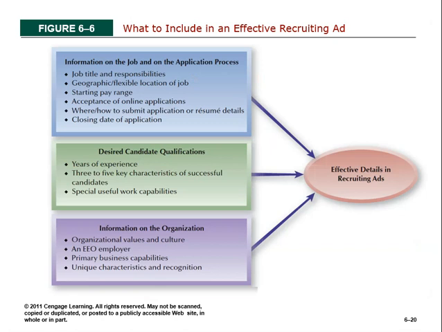When you're building a recruiting ad, it's important that you include some basic information. So one, you want to include information on the job and the applicant process. You can read these bullets here to understand exactly what those are. Job responsibilities, you may include the pay range in there. A lot of companies don't exactly do that, but where to submit or how to apply for the job, and the closing date, when you're going to stop hiring people for this particular position.